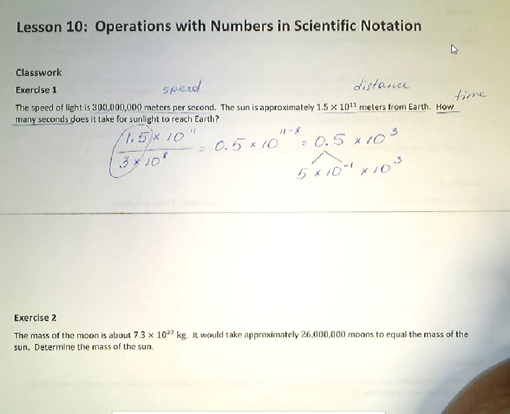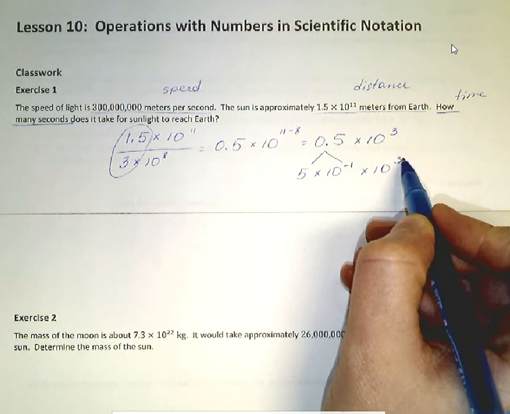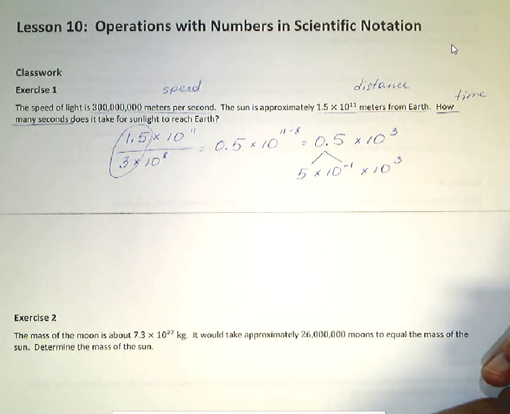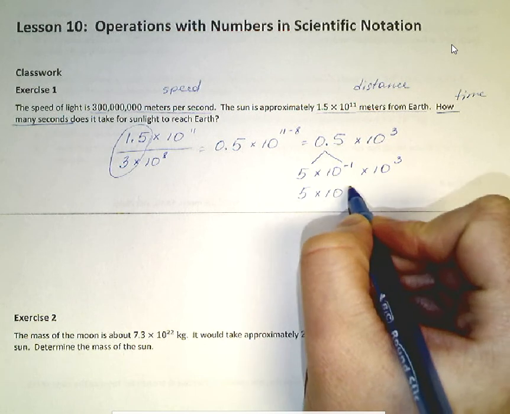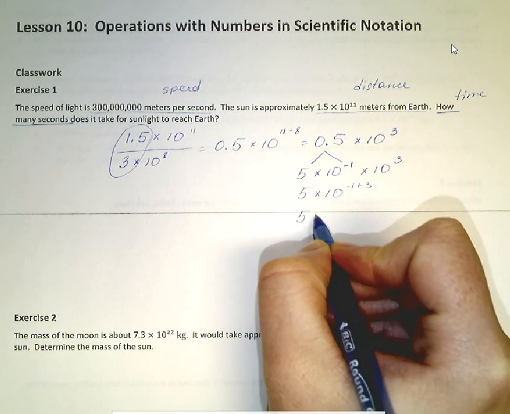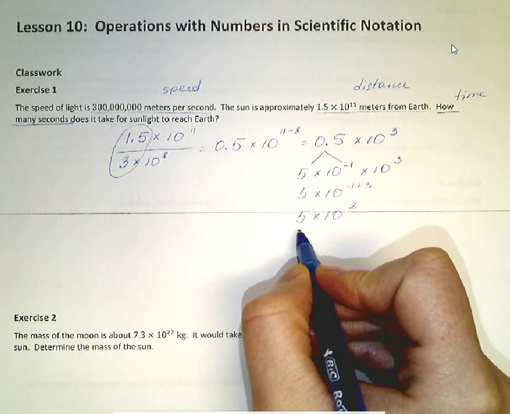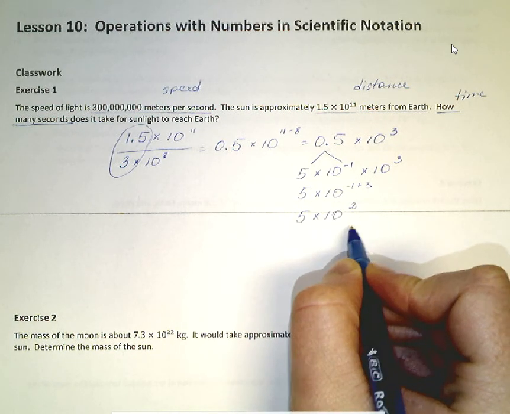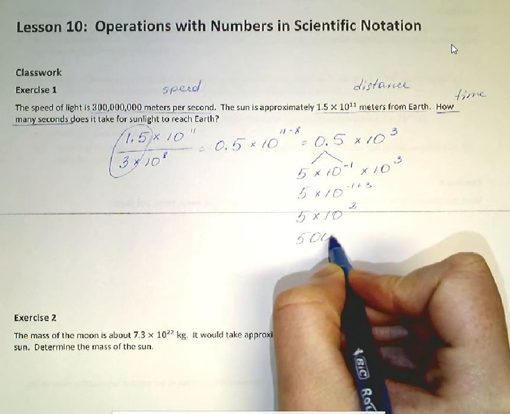Okay, so now this is a multiplication problem, and I have two numbers with the same base, different exponents. So I'm going to combine my exponents. 5 times 10 to the power of negative 1 plus 3, and that is 5 times 10 to the 2nd power. And I can write that in a standard form, which is 5 multiplied by 100, which is 500.